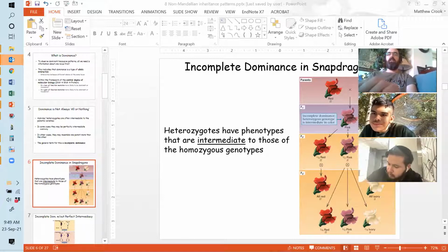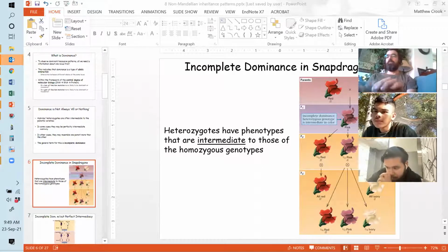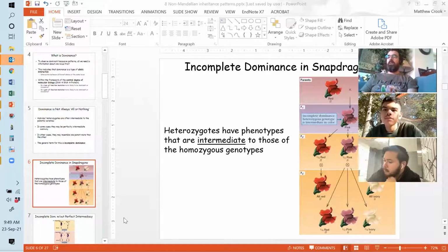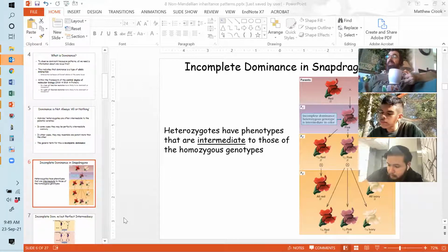The genotype and phenotype ratios are the same, equal to a 1 to 2 to 1 ratio, which is what you can see down here at the bottom. So in a classic case of Mendelian dominance in a monohybrid cross, you get a 3 to 1 ratio for the phenotype and a 1 to 2 to 1 ratio for the genotype.